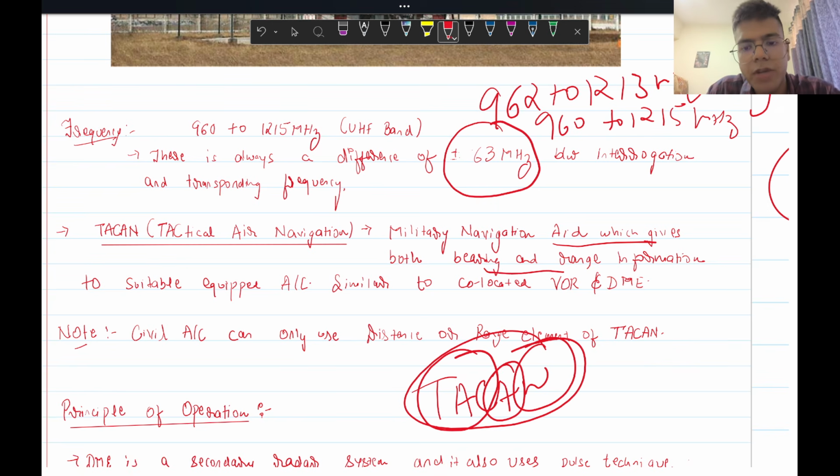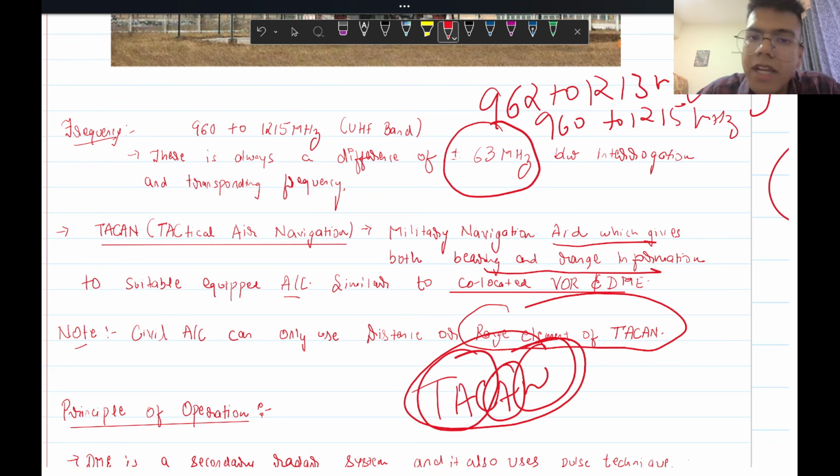Military NAVAID, which gives both bearing and range to suitable equipped aircraft, similar to co-located viewer and DME. Civil aircraft will get only range element of TACAN, not bearing element. Remember this thing. From TACAN, civil aircraft get only distance, not bearing. Now, how does this DME work?